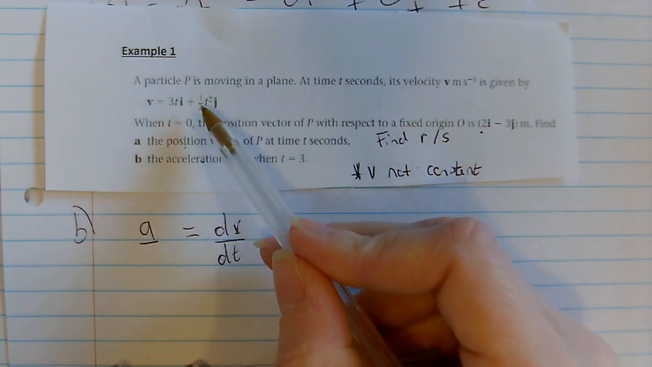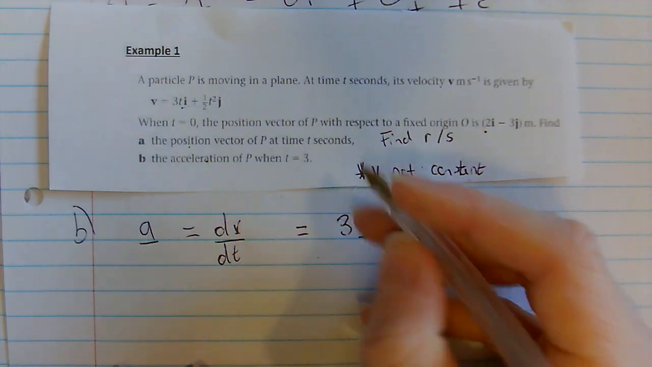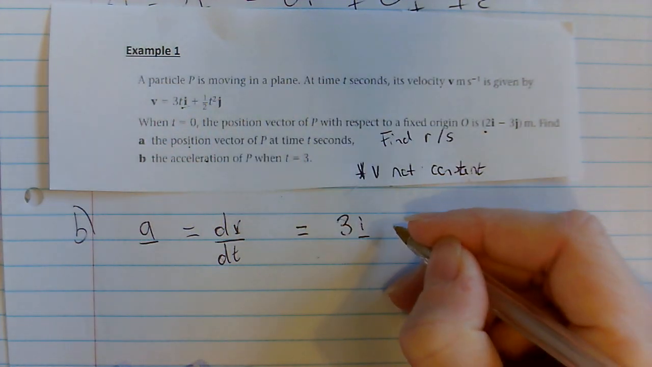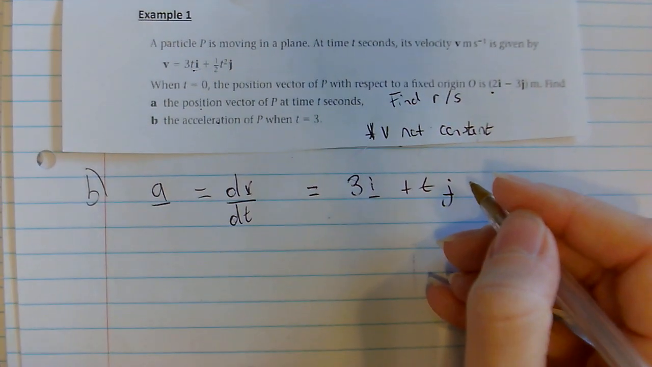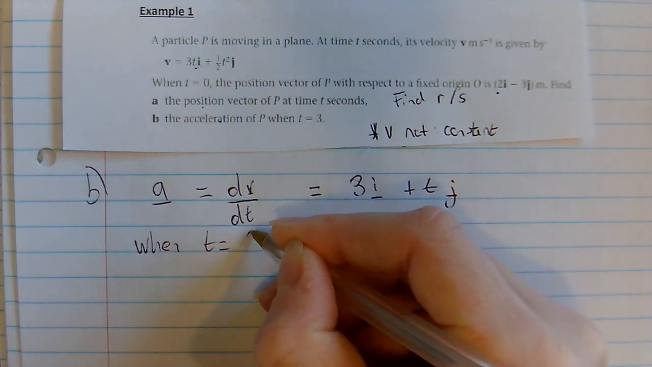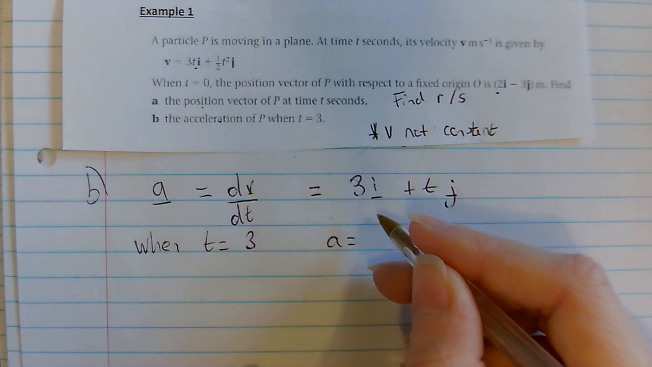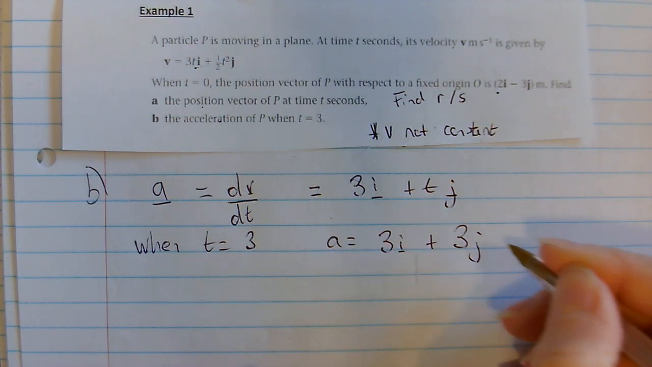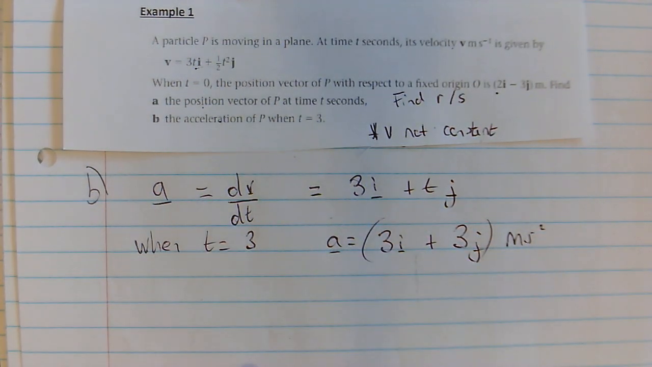So if I differentiate this bit, I get 3i. If I differentiate this, bring the 2 down, gives you 1t, j. Okay, so that's my expression for acceleration, and they want it when t is 3. So when t is 3, a equals 3i plus 3j. And you can put units in if you want there. And there's my answer for acceleration.